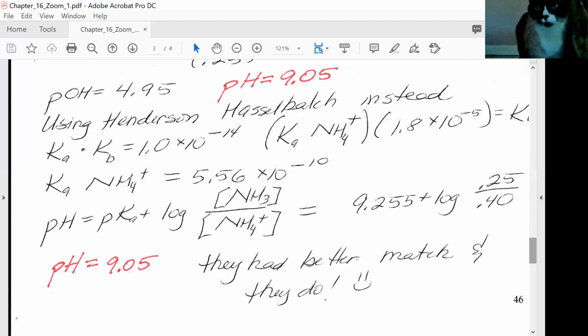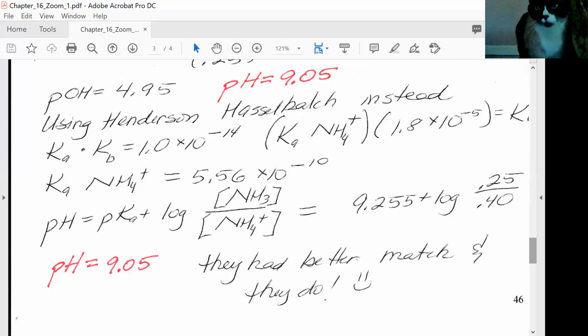So we plug in our values. We get 9.255 plus log. On top is 0.25. On the bottom is 0.40. So you're going to want to practice that with your calculator. You get a pH of 9.05. They had better match, and they do.